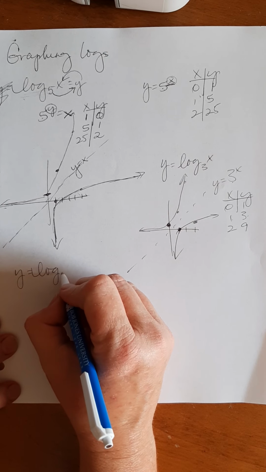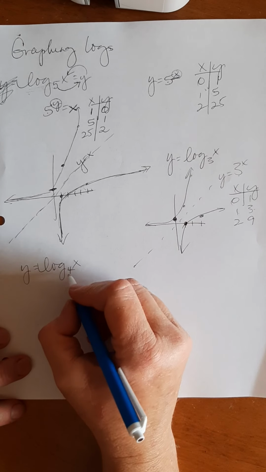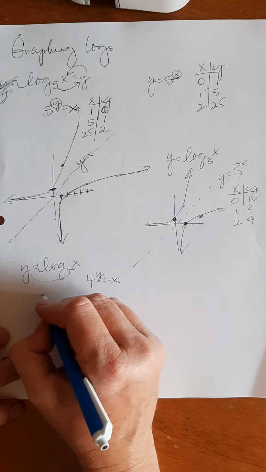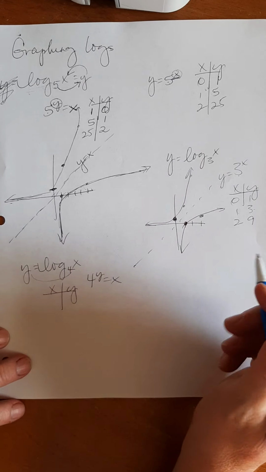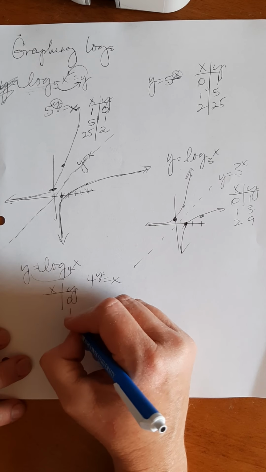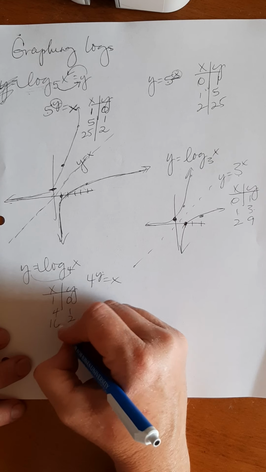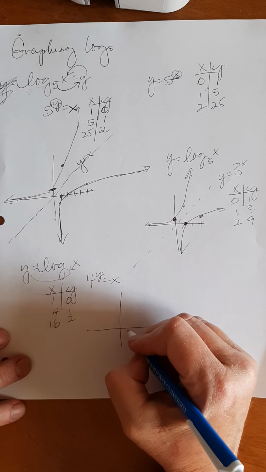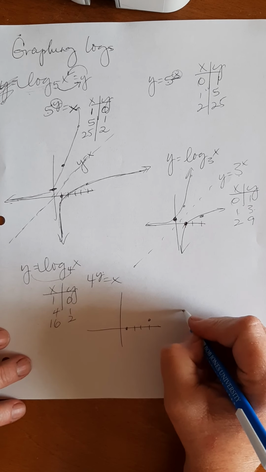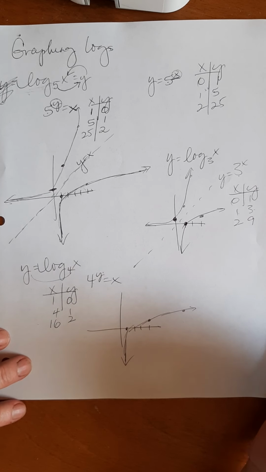Let's say log base 4 of x. Same thing. 4 to the y power equals x. Do your chart. Remember 0, 1, 2 goes in for y. 4 to the 0, 4 to the first, 4 squared. 1, 0, 4, 1, 16, 2. There you go.